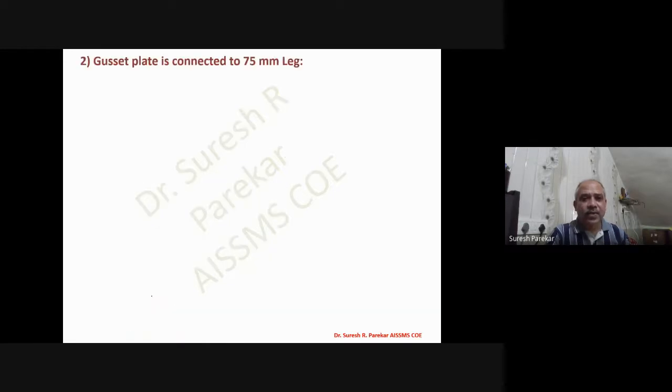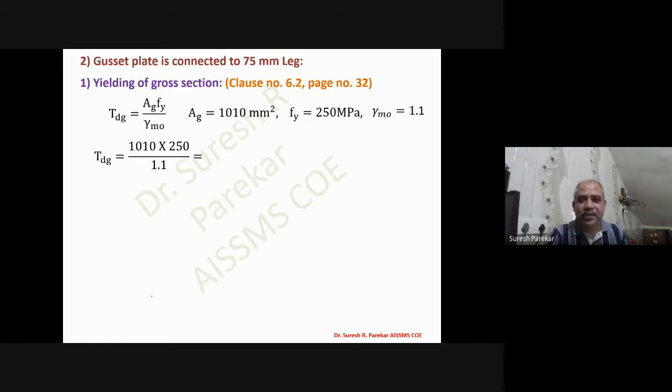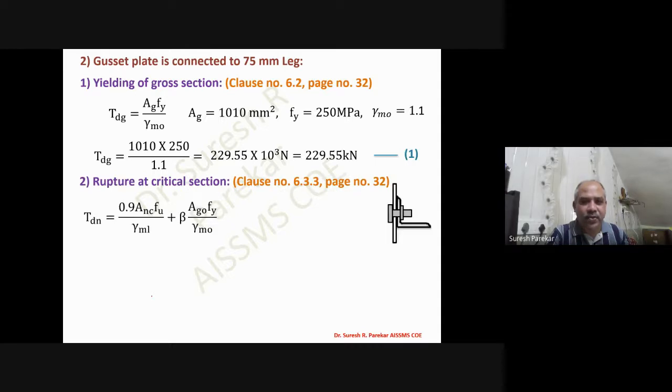Now we will switch over to the gusset plate. We have connected the 75 mm leg. So the change we are going to get is in the first part. We do not have any change in value, as it is 229.55 kilonewton. In the second, you can see I have connected this 75 mm leg to the plate, and therefore what changes are we going to get? AGO is going to be changed, ANC is going to be changed, and then beta is going to be changed.